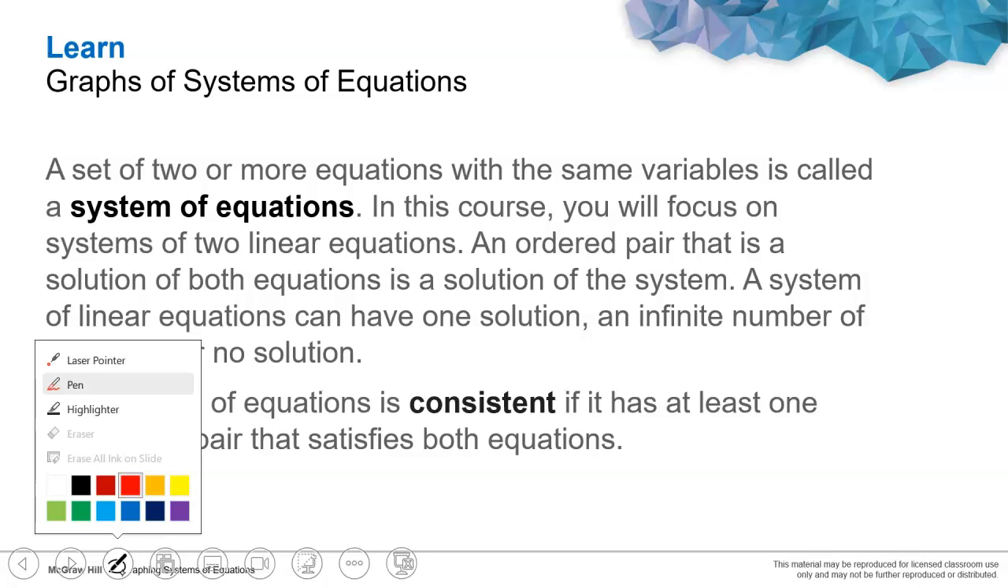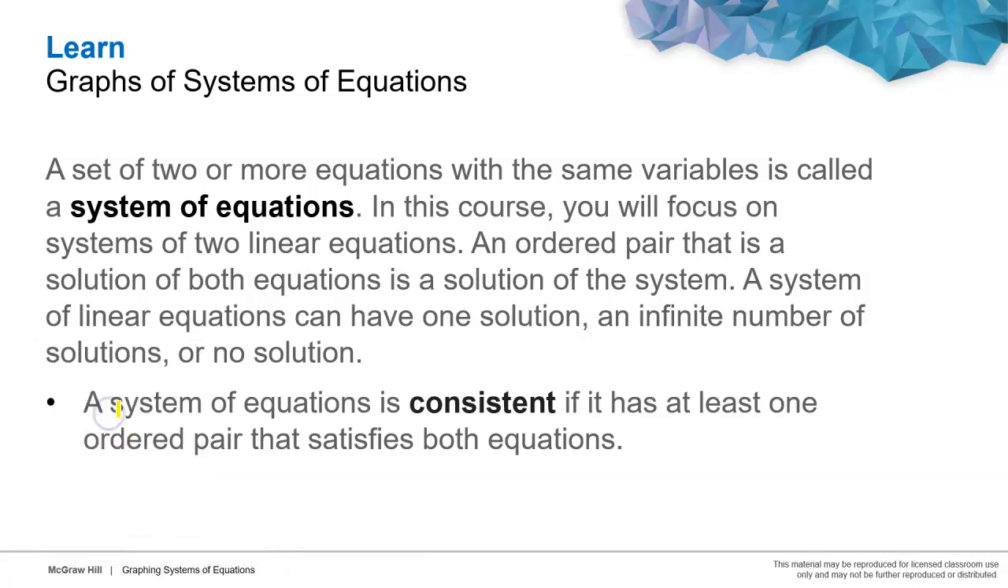387. Now we're just going to go over some vocabulary here. You don't need to write anything, but you may want to circle or underline some important terms here. So a system of equations is anytime we're trying to solve more than one equation at a time. And there are some different things that can happen when we do that.